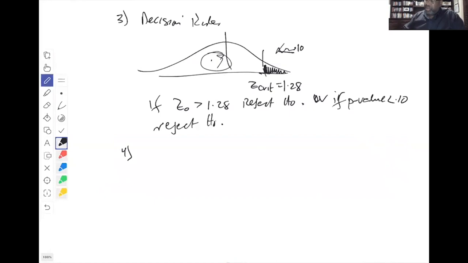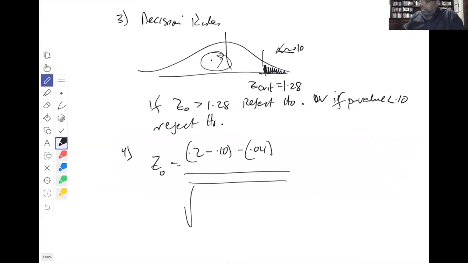Step four. All we've got to do is substitute the values that we had. Z observed is 20% minus 10% minus 4%. See, that comes from the null hypothesis. And we had 20% times 80% over 380 plus 10% times 90% over 520. And we got a Z value of 2.46. So we will reject the null hypothesis with that.